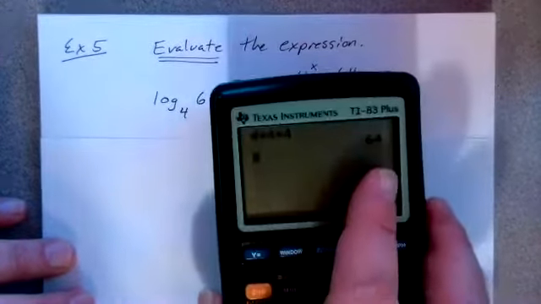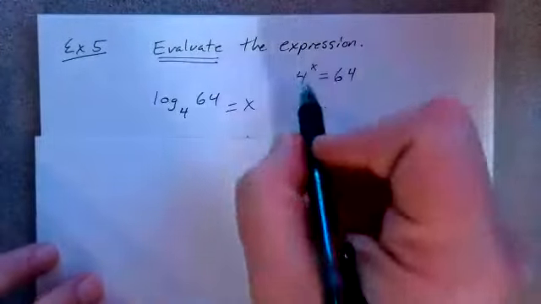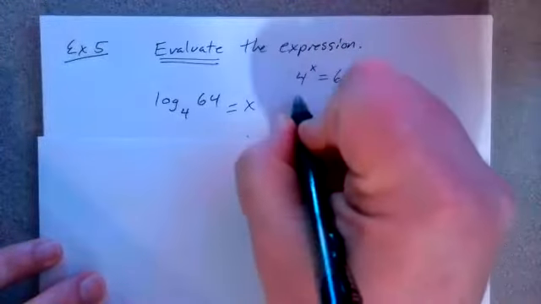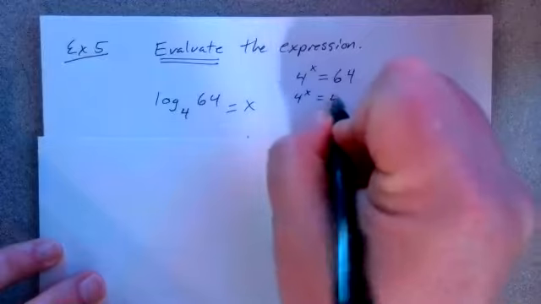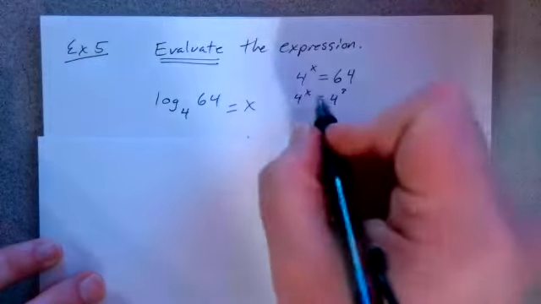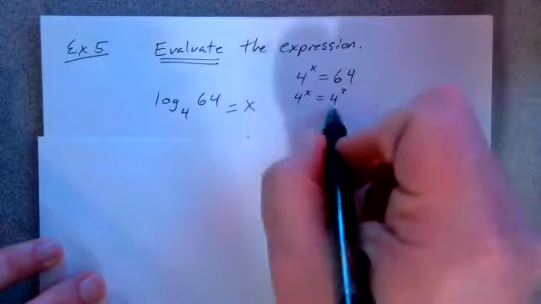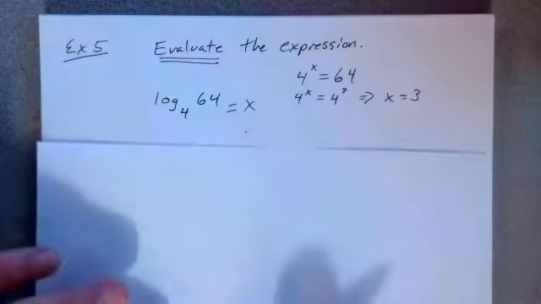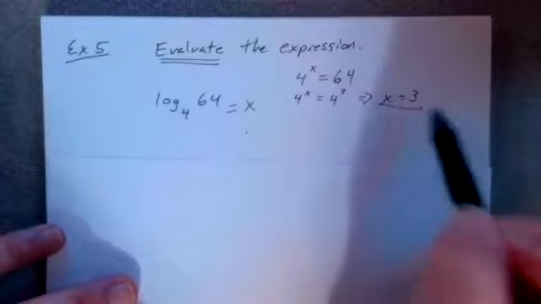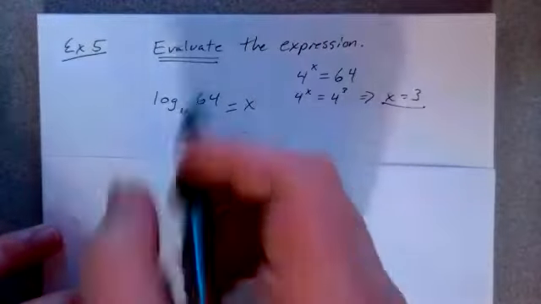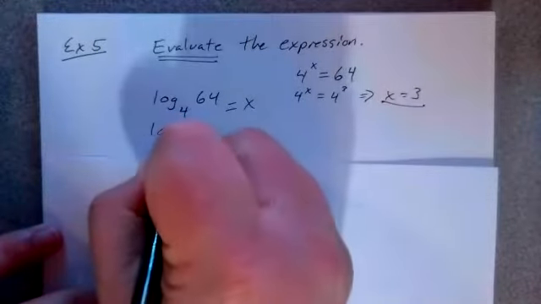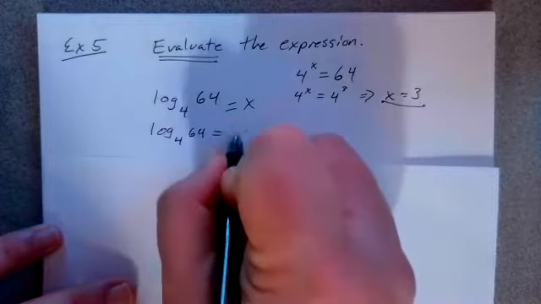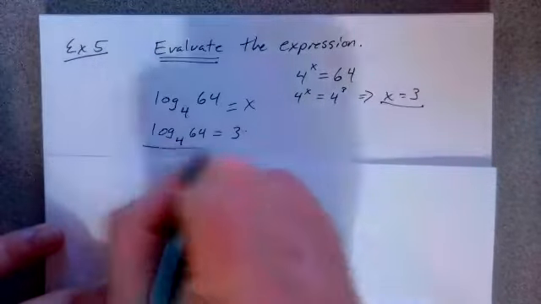So 4 times 4 times 4 is 64. We know that 64 is 4 to the third power, so 4 to the x equals 4 to the third. If I have the same base, then I have the same exponent. That tells me that x equals 3. So log base 4 of 64 must equal 3.